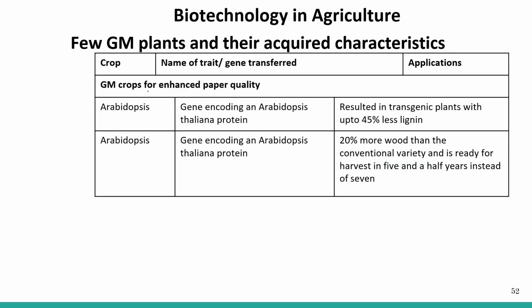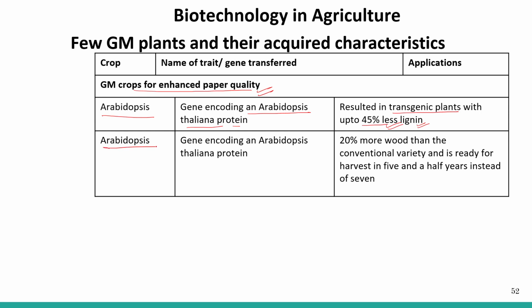Next, genetically modified crops to enhance paper quality. Arabidopsis. Gene encoding an Arabidopsis thaliana protein regulated in the transgenic plant, with up to 45% less lignin. If the lignin is less, then it enhances the quality of the paper.